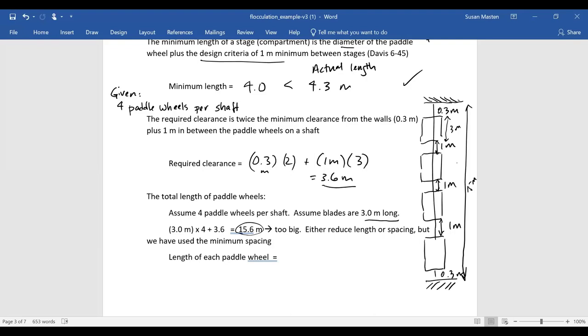or the length of the paddle wheel, and we can take 15.0 minus 3.6, divide by 4, and the length of each paddle wheel is 2.85 meters. I'm going to leave that at 2.85. These are redwood slats. You can cut a redwood slat to 2.85 meters.